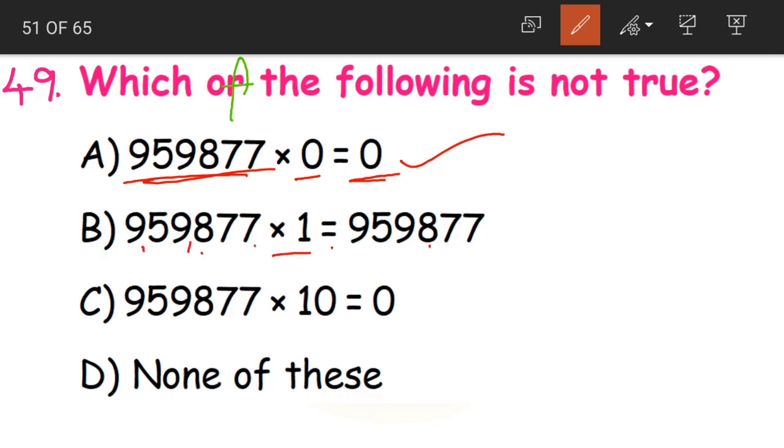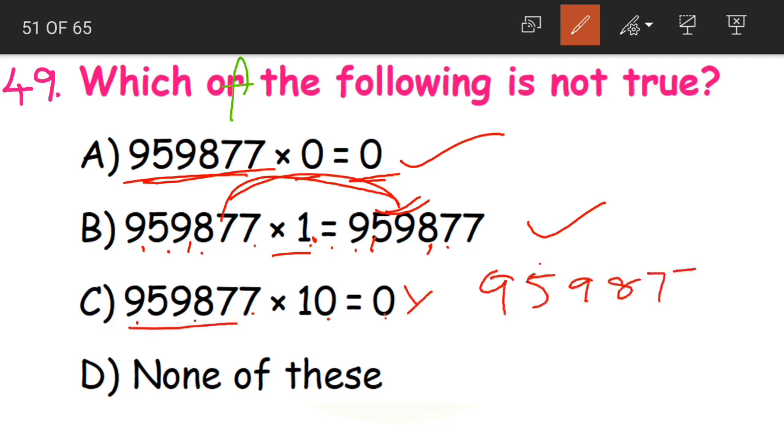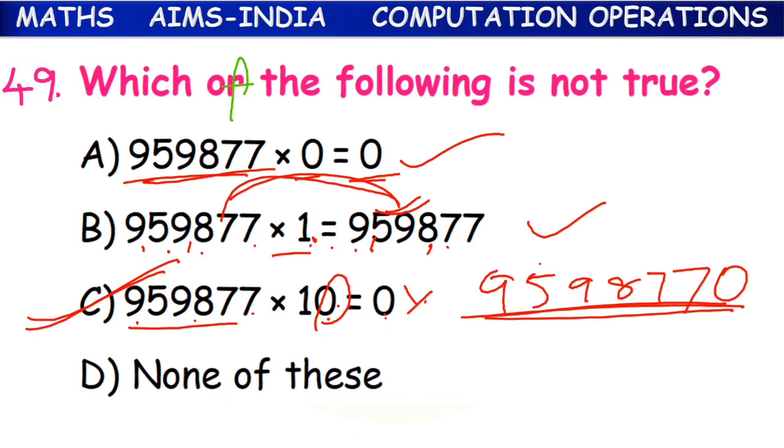Now 959,877 into 1 is equal to, again we got the same number, 959,877. Again, is this true? Yes, this is true. So whenever we multiply a number by 1, we will get the same number as the product. Now 959,877 into 10 is equal to 0. Is this true? No. What will the product be? The number as it is, 959877, and we need to add a 0 to it. This will be the product but not this. So option C is our false statement and it becomes our correct answer.